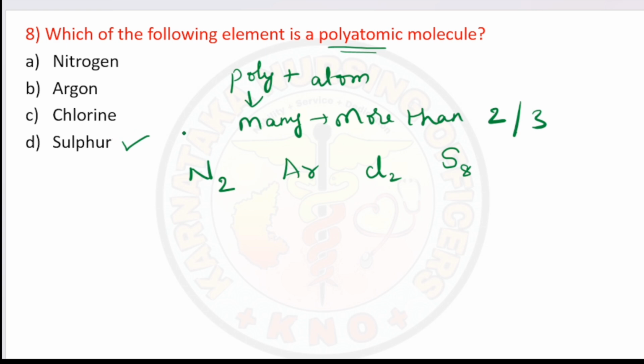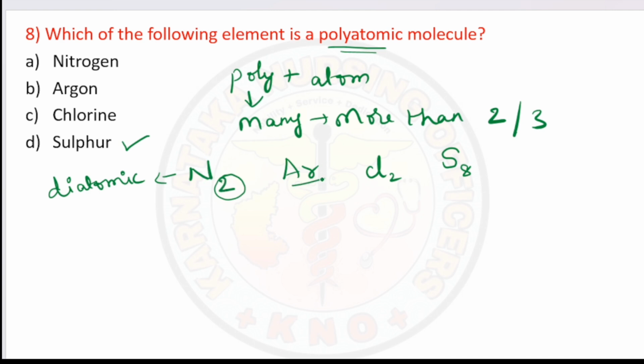And what is N2? Here N represents nitrogen, which has two atoms. So nitrogen is considered a molecule because it has two atoms of nitrogen. So this is called diatomic. Nitrogen is called diatomic because it has two atoms of nitrogen.